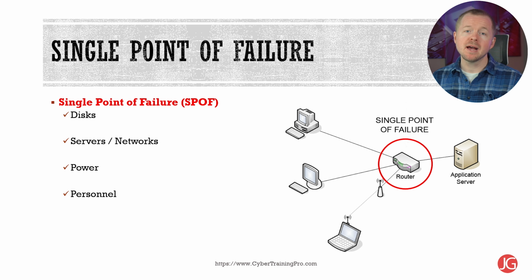A single point of failure happens when an entire system or network relies on one component, and when that component fails, the entire thing fails. When we remove single points of failure, we're increasing our reliability and availability of systems.